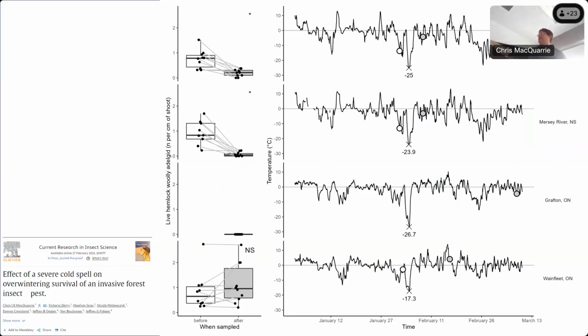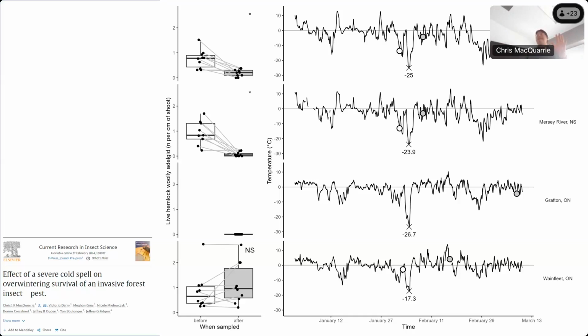And so when you do that, you get a figure like this. On the right-hand side, these are temperature traces from the 1st of January 2023 through to about March. And then the big spike, that's the night of February 3rd, 4th at Annapolis Royal and Mersey River in Nova Scotia, Grafton, and Wainfleet, which are our sites in Southern Ontario. And then on the left, you see it got down to -25, -23, -26, -17 at Wainfleet. On the left-hand side are the survival estimates of hemlock woolly adelgid right before, that's the white, and then right after, and the lines connect the same trees. So we sampled the same trees before and after.